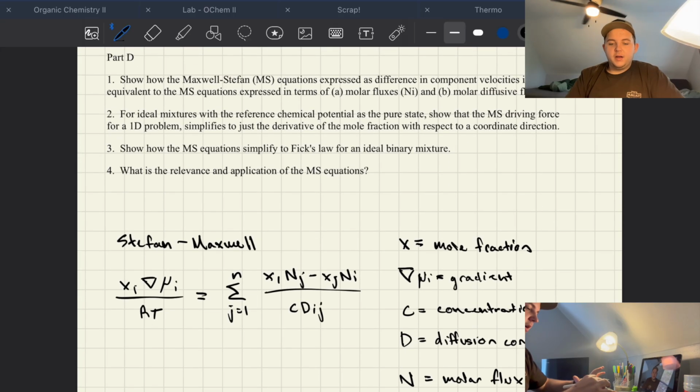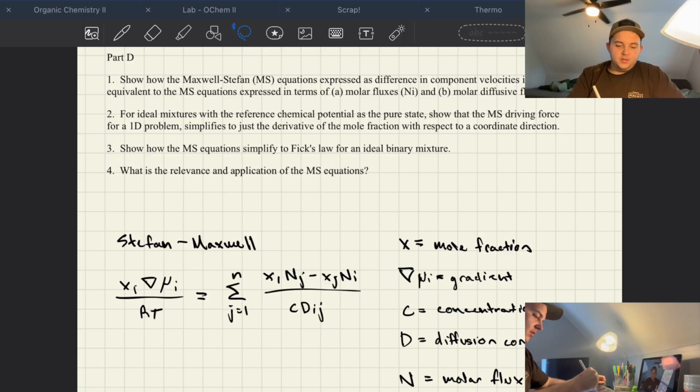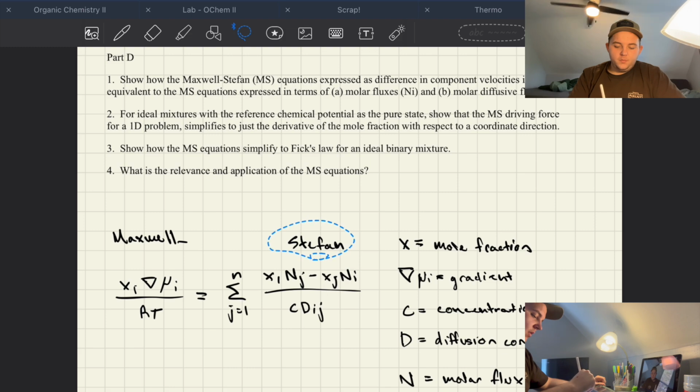So to get started, I just have the equation here. I put Stefan-Maxwell, but it should be Maxwell-Stefan. Oh well.